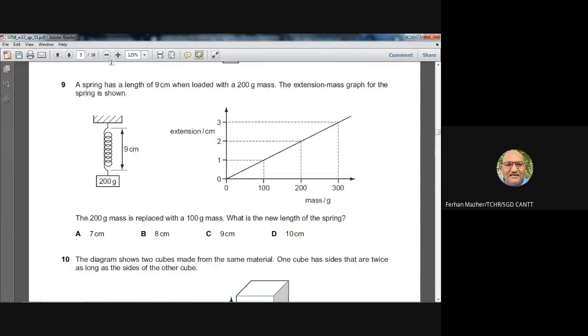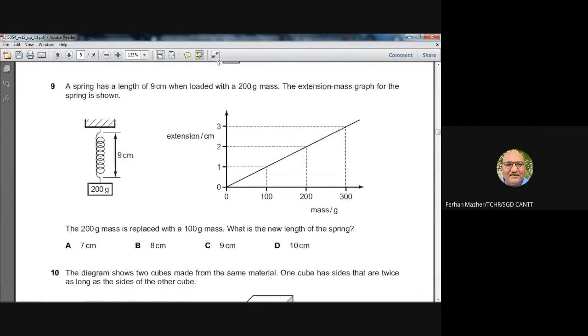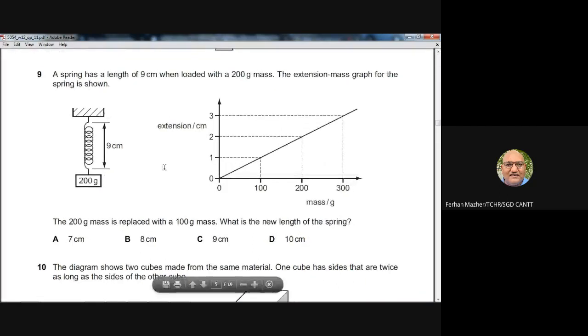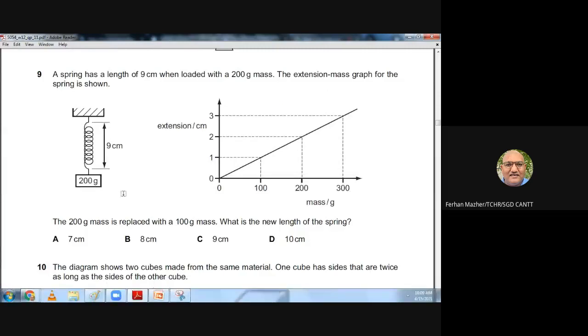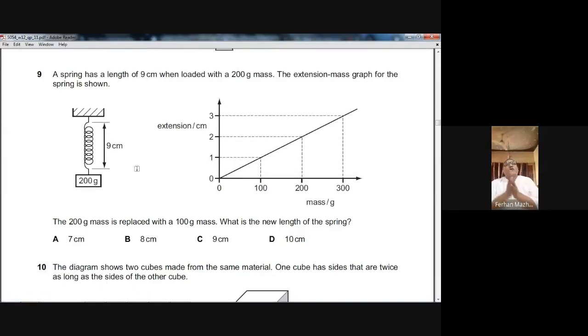Okay, on your screen, question number 9 is showing up. A spring has a length of 9 centimeters when loaded with a 200-gram mass. The extension-mass graph for the spring is shown. Here in this graph, you can see we have extension on the y-axis and the mass on the x-axis. When there is no mass, there is no extension. When a 100-gram mass is hung, the extension is 1 centimeter.